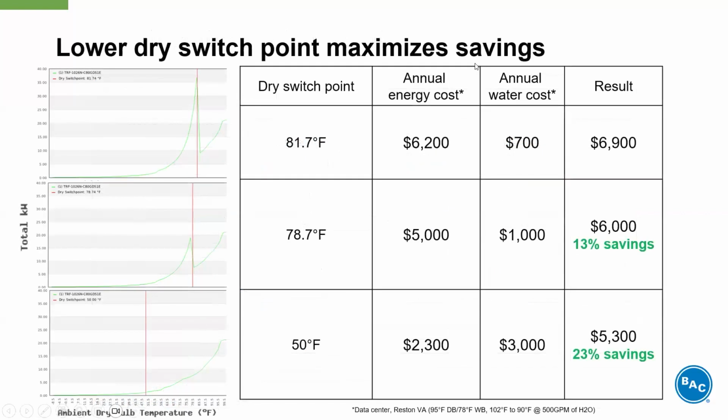Here's one more example. This one is using a fluid cooler application. So again, it's showing us pretty much the same thing, just a different application. The prior one being CO2, this one being a fluid cooler. If we vary the switch point from a very high switch point of nearly 82 degrees down to 50 degrees, we can see that the energy costs will be reduced significantly. And yes, the water costs do go up, but still the net expenses would favor a lower switch point and a more energy efficient system.